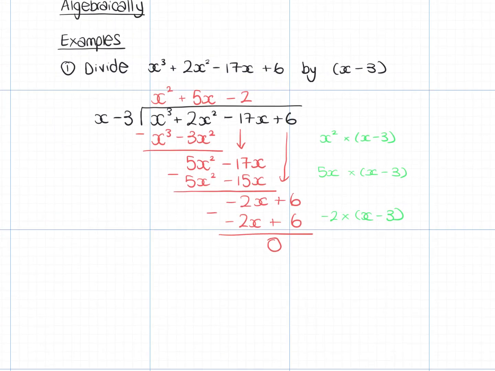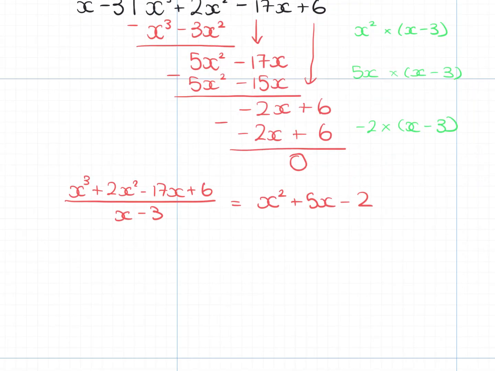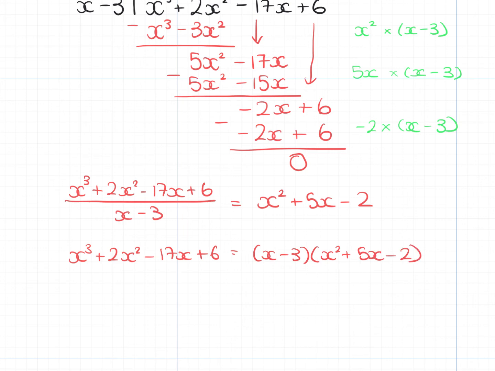So what we found, if we want to put it into some algebra, is we've discovered that if we do this division and we divide by x minus 3, we've got an answer of x squared plus 5x minus 2. Or we could write that statement as x cubed plus 2x squared minus 17x plus 6 is equal to x minus 3 times x squared plus 5x minus 2.